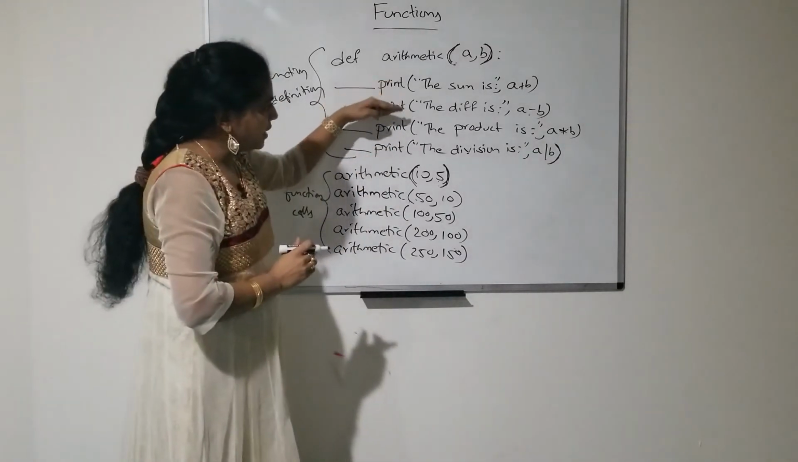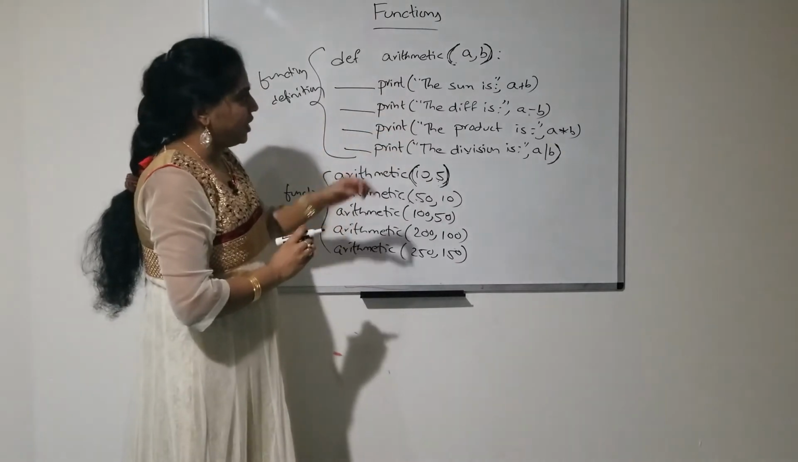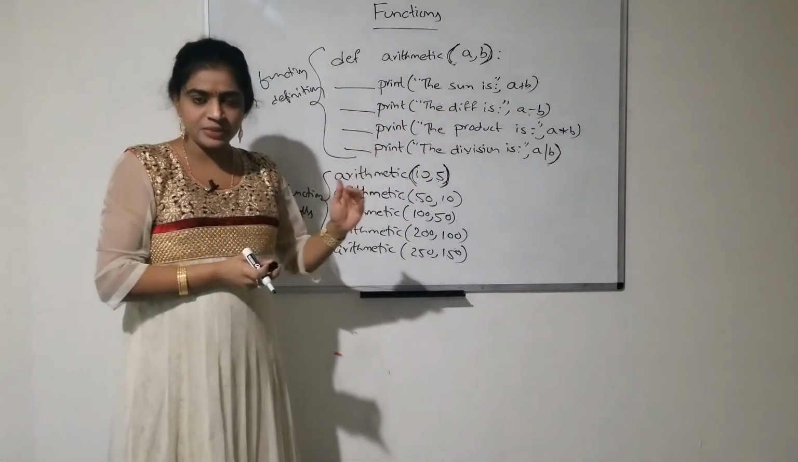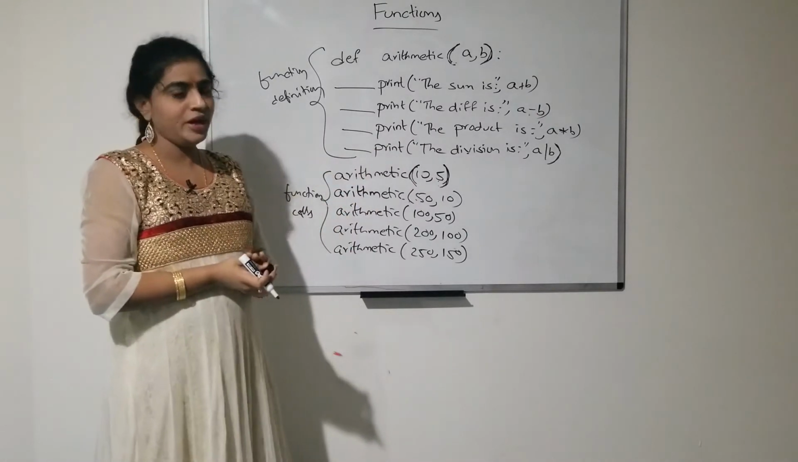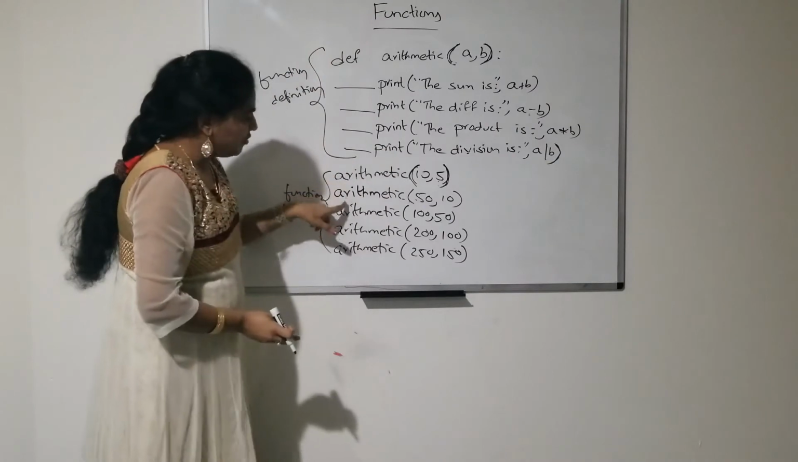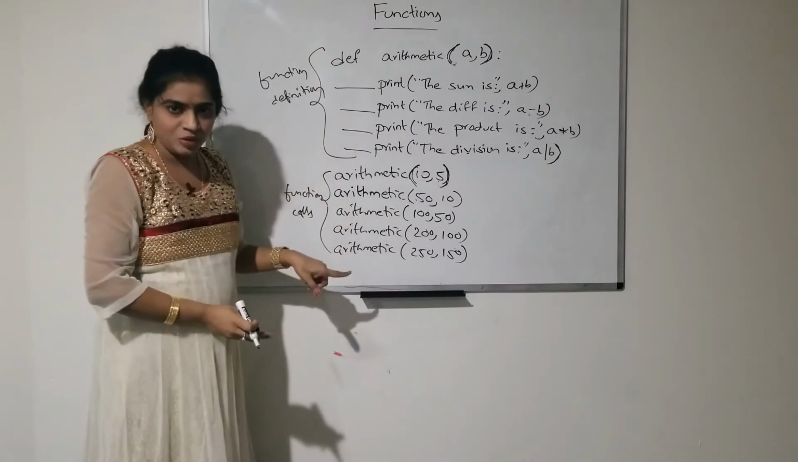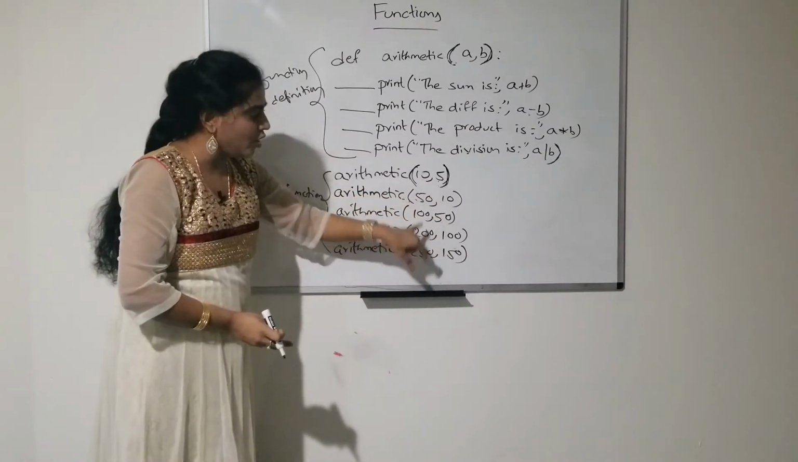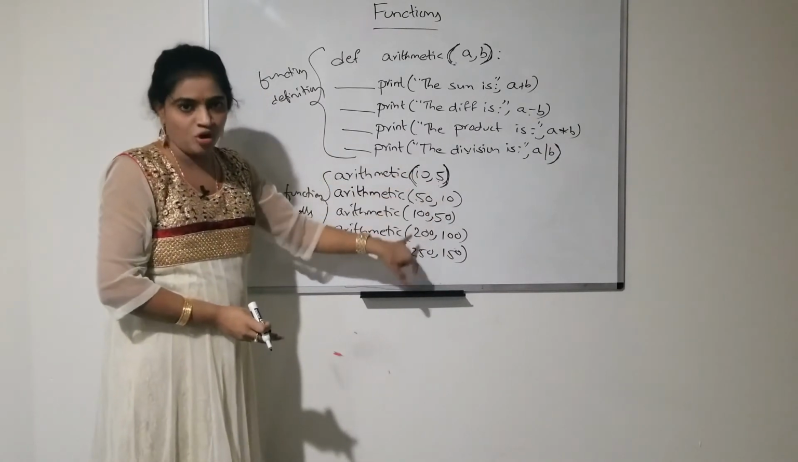Here I have written 4 print statements, they are performing arithmetic operations: sum, difference, product and division. So this is my function definition. Here I have called the function 5 times, with different requirements and different arguments, I have made a function call.